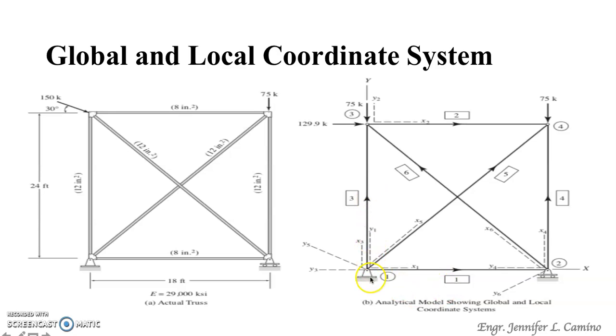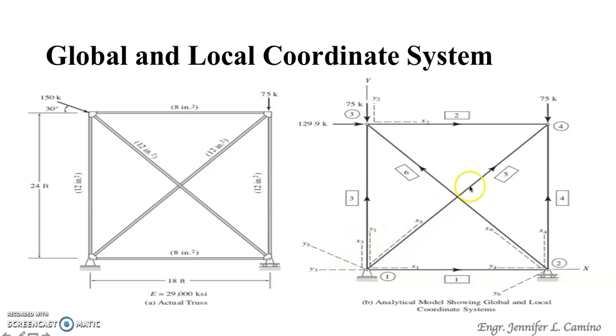Let us have member 3. Member 3 is a vertical member. So let us identify our local coordinate system or the member coordinate system. So you draw a line along member 3. For the orientation, you call this x, and you draw a line perpendicular to x. This can be y. So this is now your local coordinate system or member coordinate system. So this is the x-axis and the y-axis for member 3 based on the orientation.